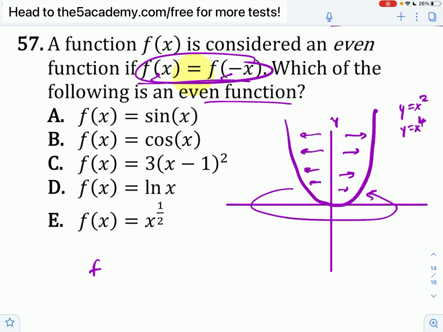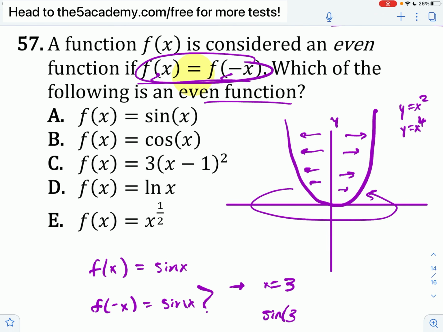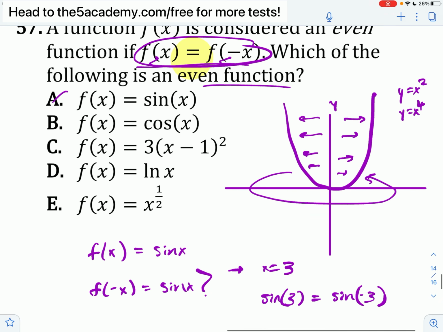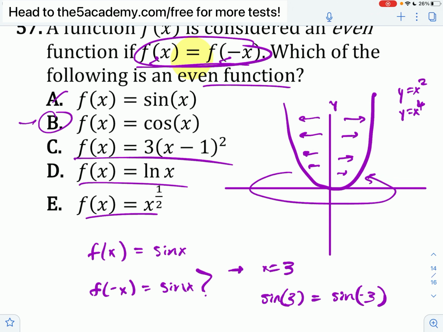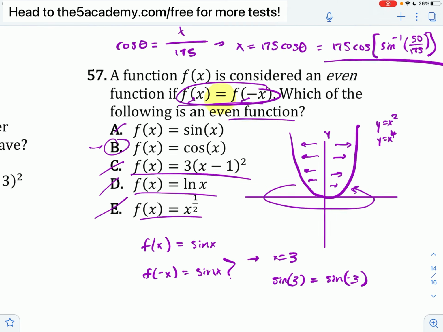For example, if f of x equals sine of x, and you want to check does f of negative x equal sine of x, just plug in a value for x and see what happens. So let's say x equals 3. Does sine of 3 equal sine of negative 3? It should not, which means that this is not even. Cosine, it will work. Cosine of 3 equals cosine of negative 3. F of x equals this. You can try the same thing. Plug in a number, plug in a number, plug in a number. You'll find that these don't work. So B is your answer here.